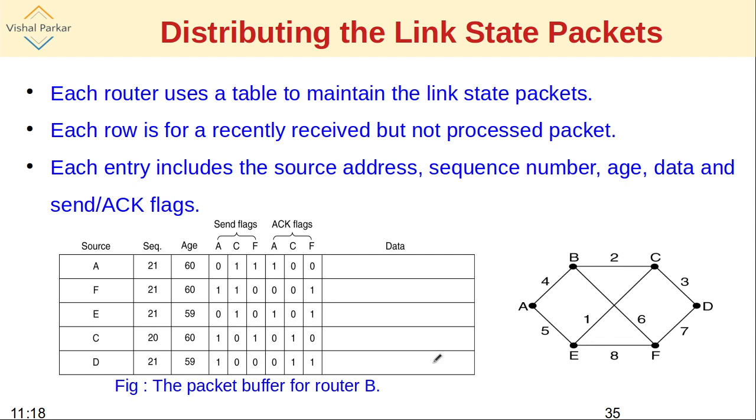Now for C, we'll imagine this is the initial scenario which is obvious. Now the packet which is received from C has to be sent on to the remaining neighbors A and F. That's why the send flags are 1 here, whereas it has to simply acknowledge C, from which the packet is received.